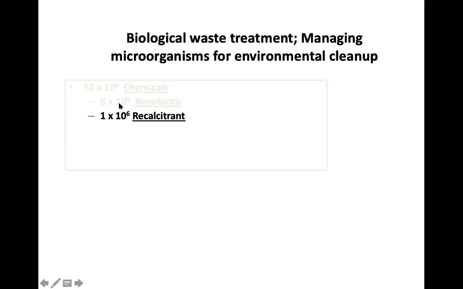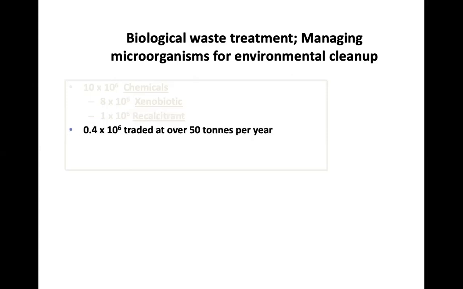That means difficult. Recalcitrant means most of the microorganisms cannot degrade them, and they are persistent pollutants in the environment. But very slowly, some of the microorganisms can degrade them, but not really degradable. 0.4 × 10⁻⁶ traded at over 50 tons per year. So currently, we are using at least 50 tons per year of about 0.4 × 10⁻⁶ number of chemicals.